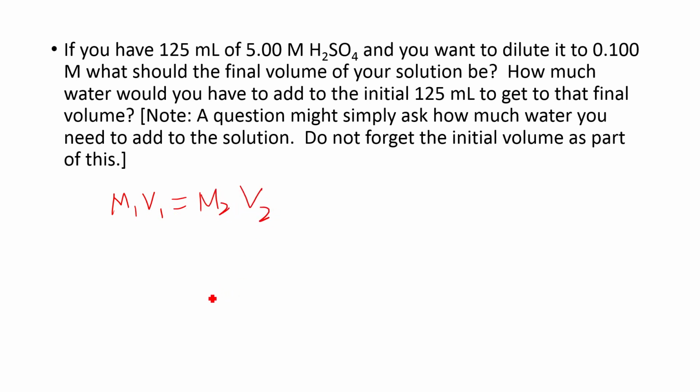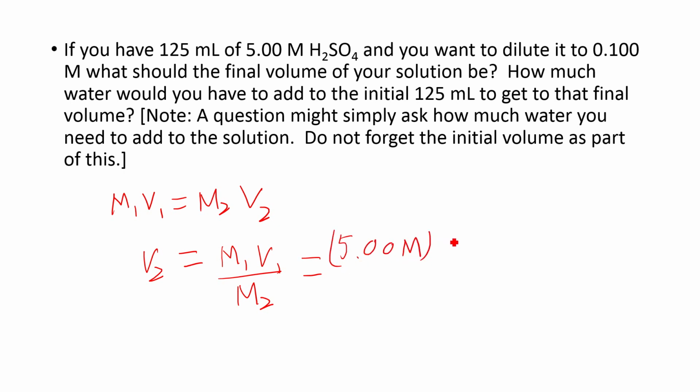And we know the starting molarity and we know the final molarity we want, so we want to know the new volume. So that's going to be our V2. I'm going to have 1 be our initial, 2 be our final. So our final volume, V2, is going to be equal to M1 V1 over M2. So from that, we get 5.00 molar times 0.125 liters. Don't forget we're converting things into liters. And it's all going to be divided by our new concentration, which is 0.100 molar.